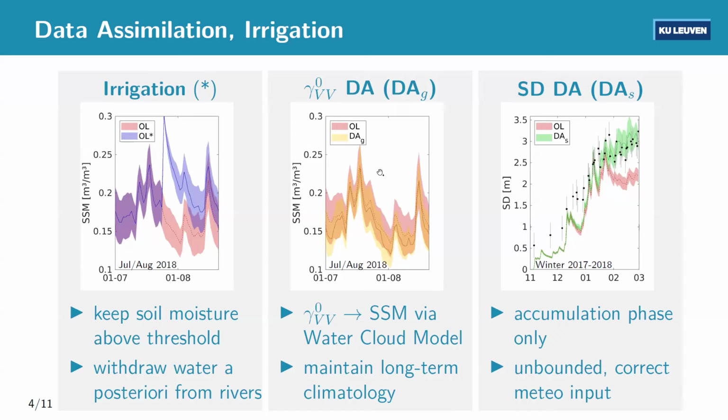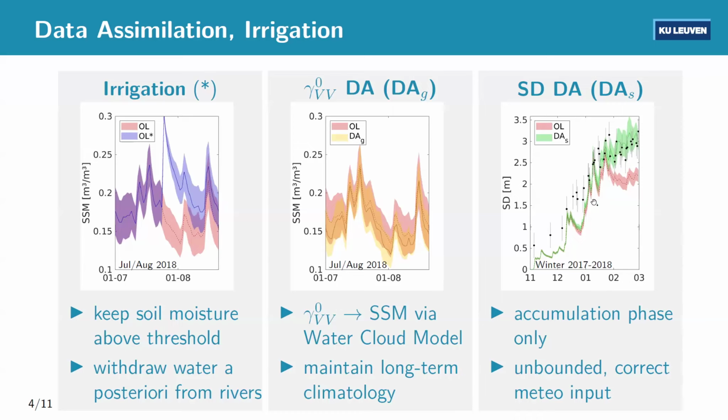The middle plot, there we do backscatter data assimilation, more particularly the VV from Sentinel-1 is assimilated for that same period as in the first plot. You see in red the open loop, and then in yellow the data assimilation result. If you look over a long time series, you'll see that the climatology is maintained as opposed to when you do irrigation simulation. We transform backscatter to soil moisture via the water cloud model as the observation operator.